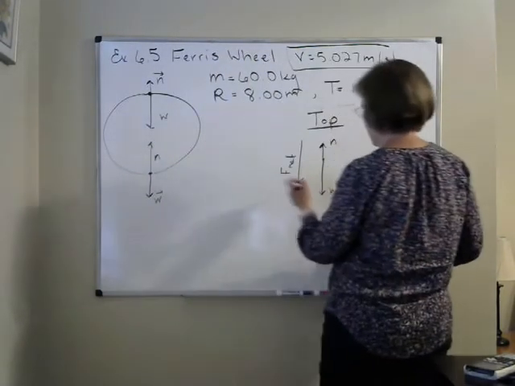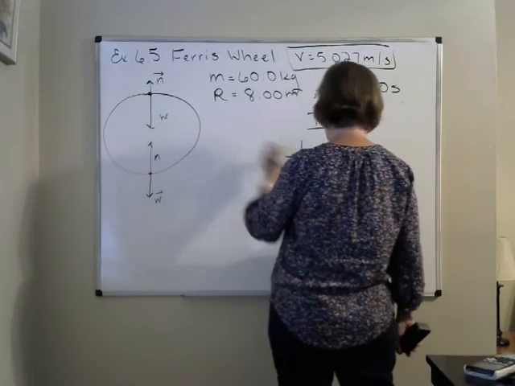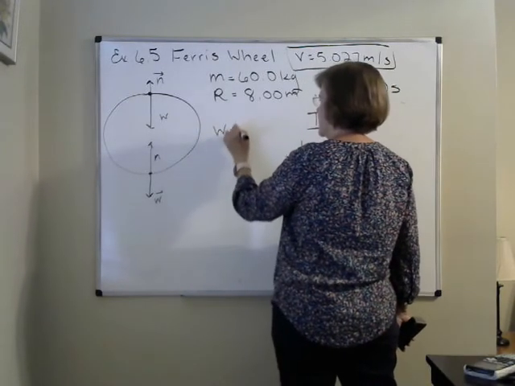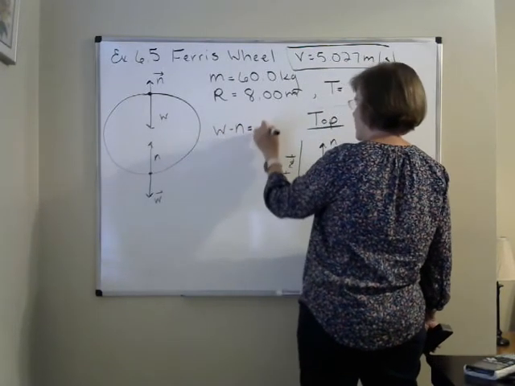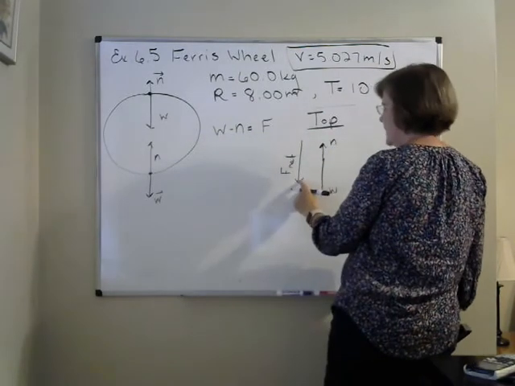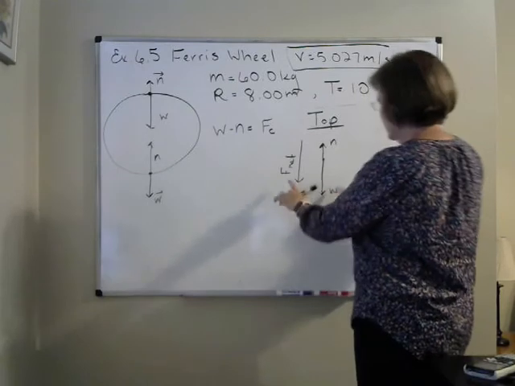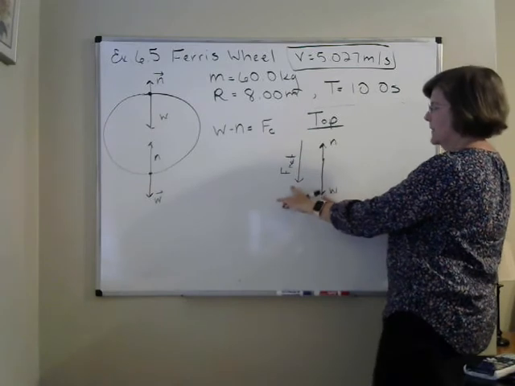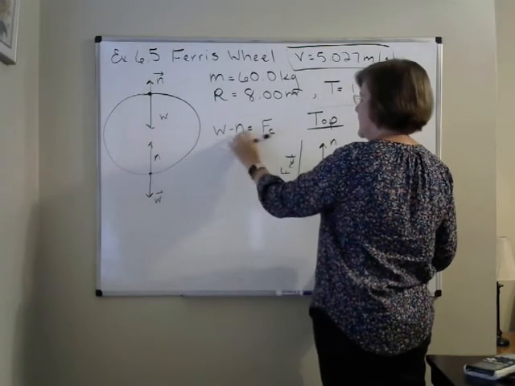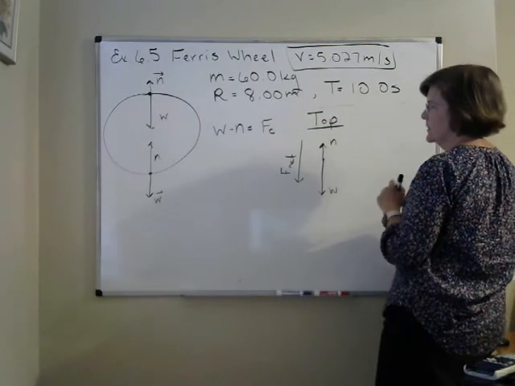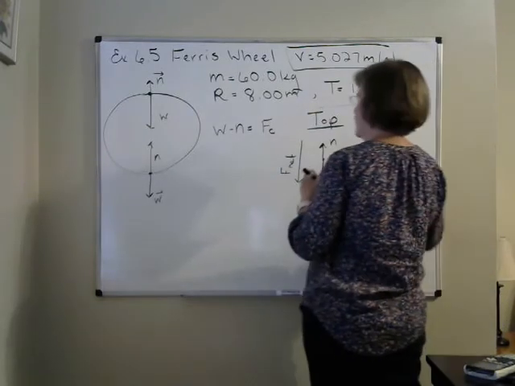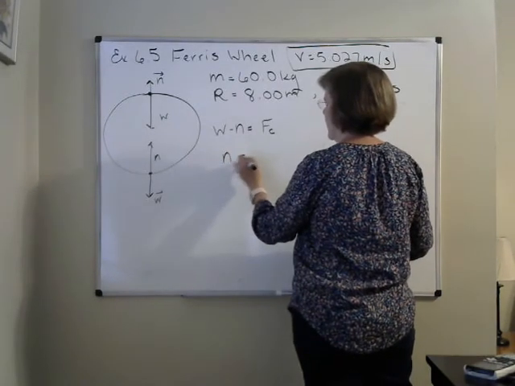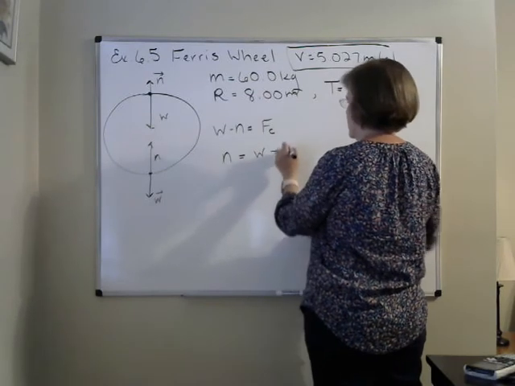I get that the net force, or the centripetal force, is going to be W minus N equals the net force. But remember, the net force is the centripetal force. Notice these two are in the same direction, so I either have to make both of those positive or both of those negative. I made them both positive. The weight minus the normal force equals the net force, the centripetal force. If I rearrange this and solve for N, I get N equals W minus the centripetal force.